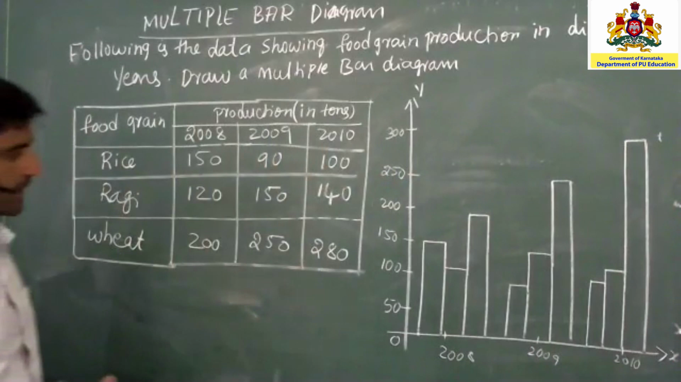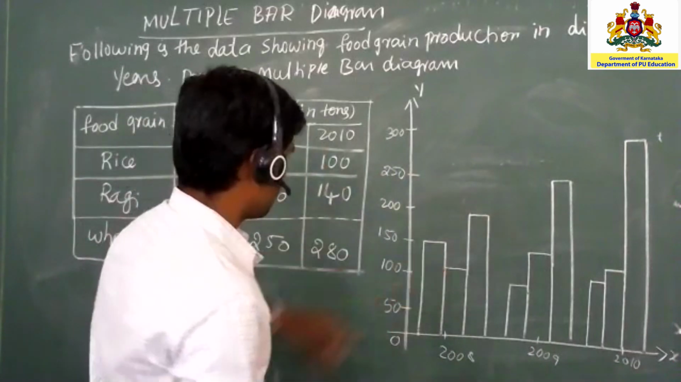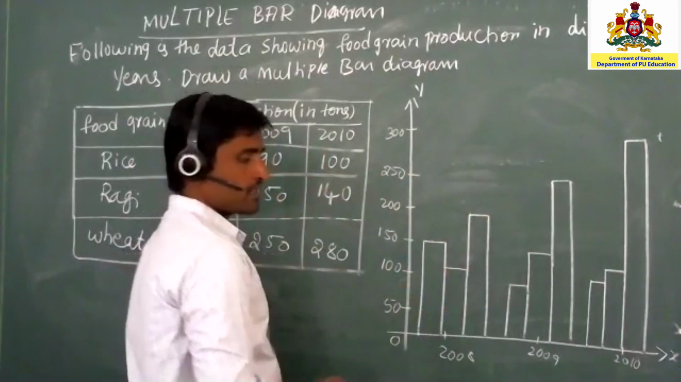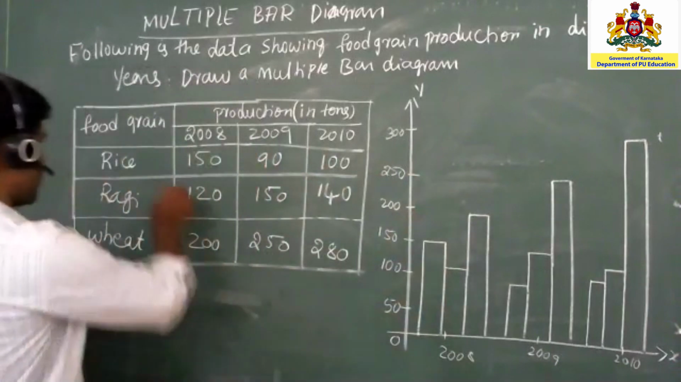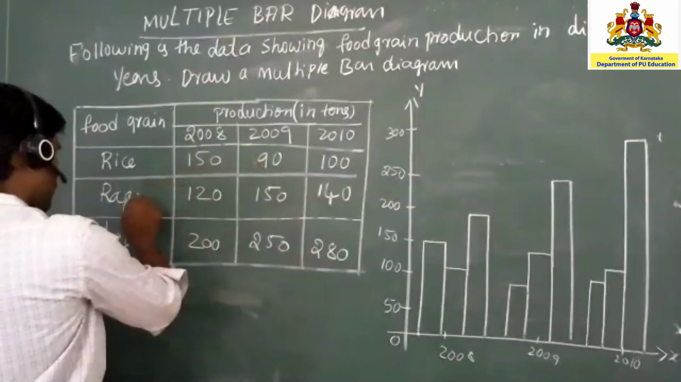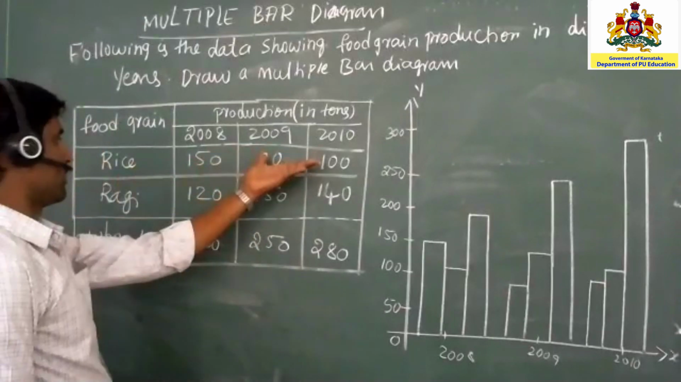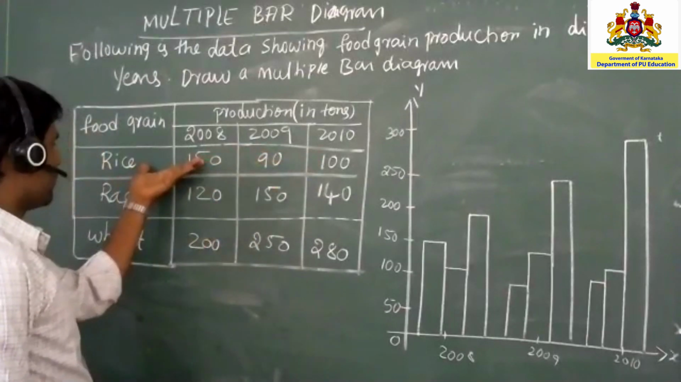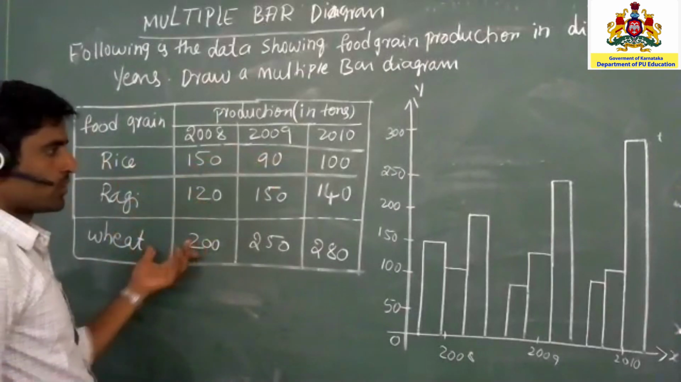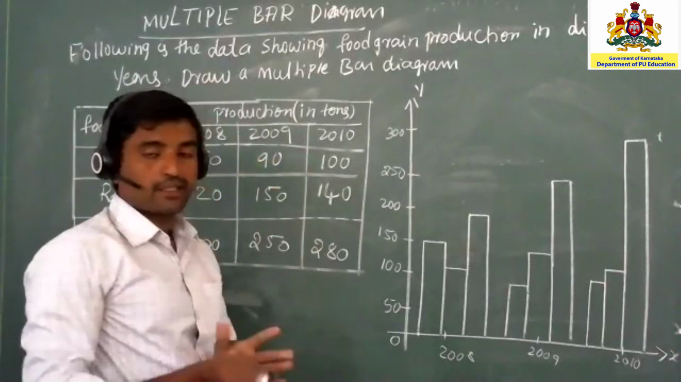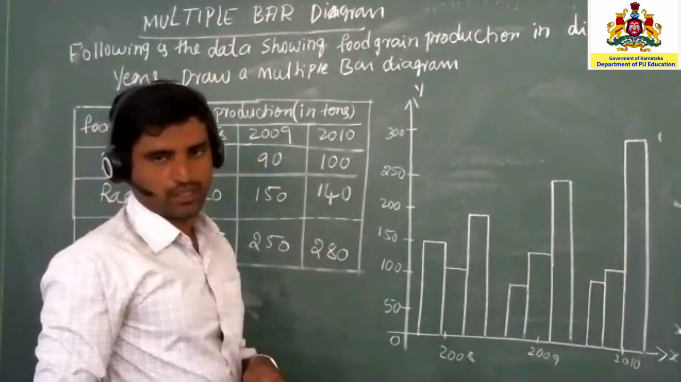After constructing the bars, we have to do the shading. The shading is your choice, coloring or cross lines, whatever. It should be the same: rice should be the same, ragi the same, and wheat the same. That means rice shading is the same, ragi shading is the same, and wheat shading is the same. That is differentiating the different components.